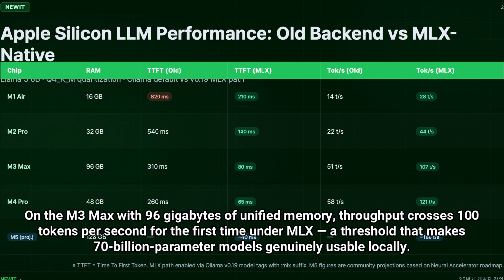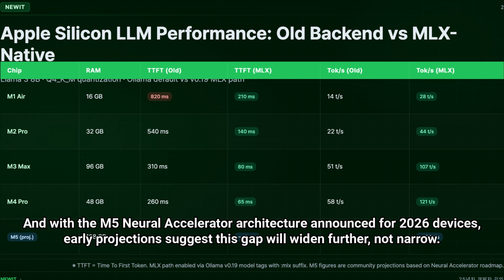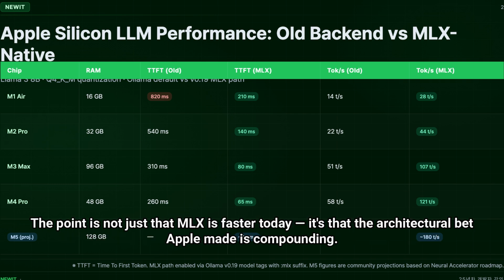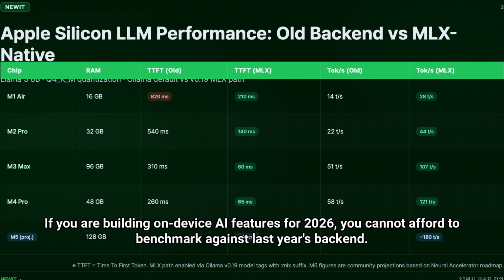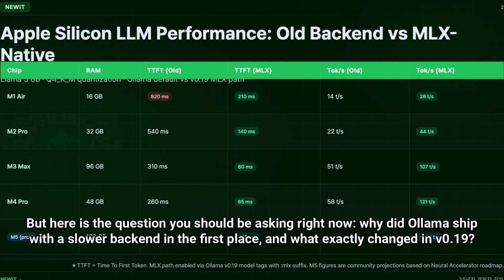On the M3 Max, with 96 gigabytes of unified memory, throughput crosses 100 tokens per second for the first time under MLX, a threshold that makes 70 billion parameter models genuinely usable locally. And with the M5 neural accelerator architecture announced for 2026 devices, early projections suggest this gap will widen further. The point is not just that MLX is faster today, it's that the architectural bet Apple made is compounding. If you are building on-device AI features for 2026, you cannot afford to benchmark against last year's backend.